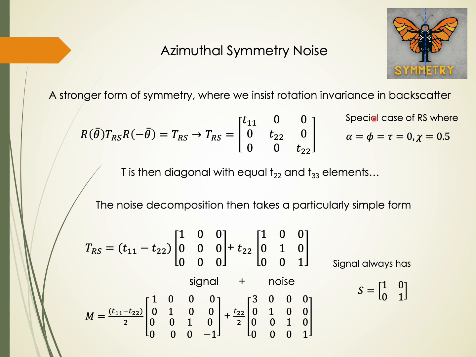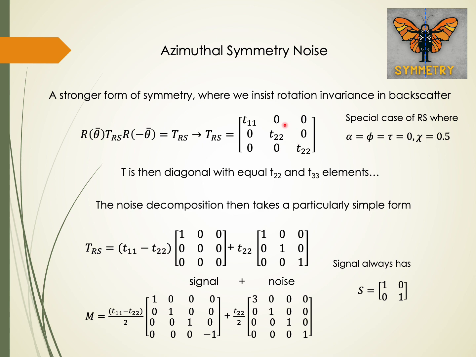And you can see, if you look back, this is a special case of the reflection symmetry case that we considered in the previous slide, when you set chi to 0.5 and tau, phi, and alpha all equal to 0. So they're all fixed by this assumption of symmetry.